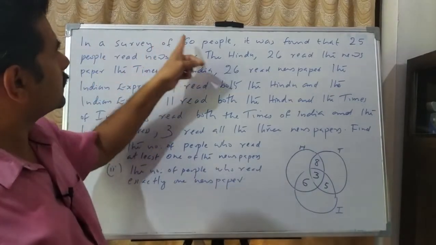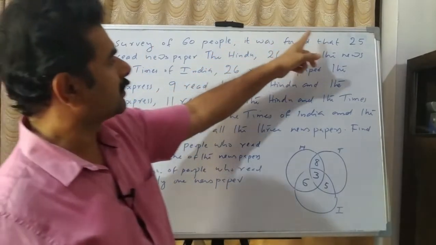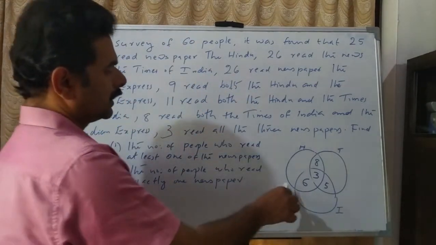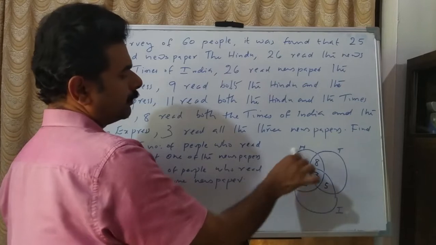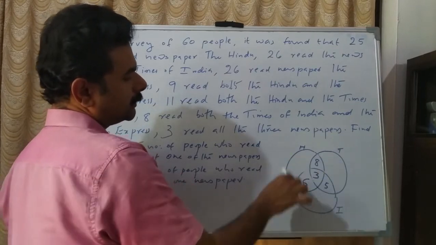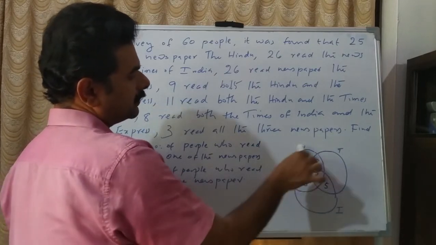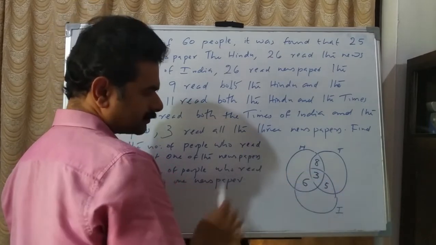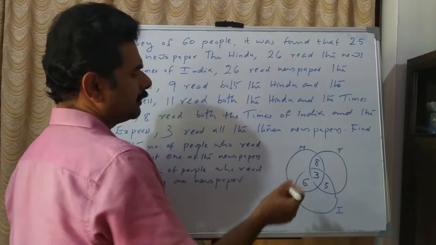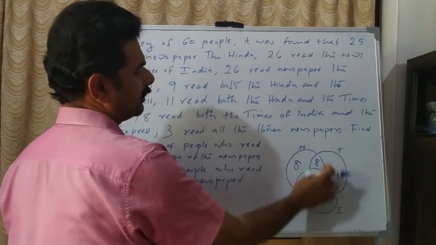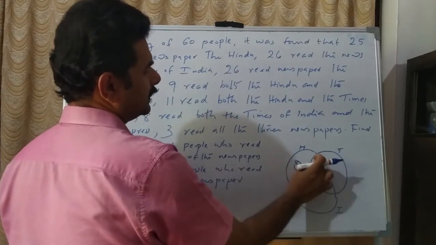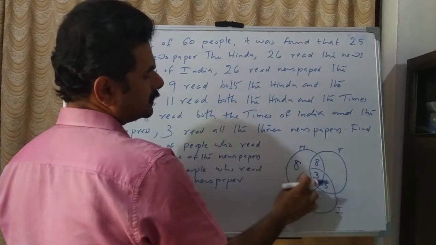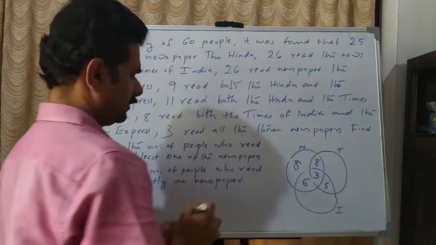In a survey of 60 people, it was found that 25 read the newspaper The Hindu. Number of people who read the newspaper Hindu is 25. So here 8 plus 3 is 11, 11 plus 6 is 17, then plus 8 also, then 25. Isn't it? 8 plus 8 is 16, plus 3 is 19, plus 6 is 25. Okay, that's okay.